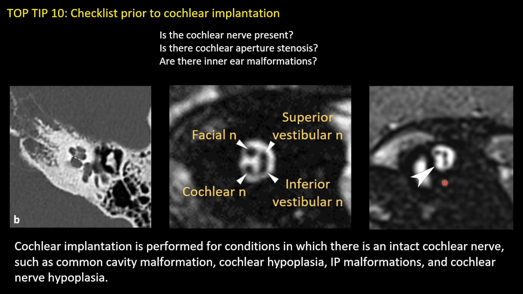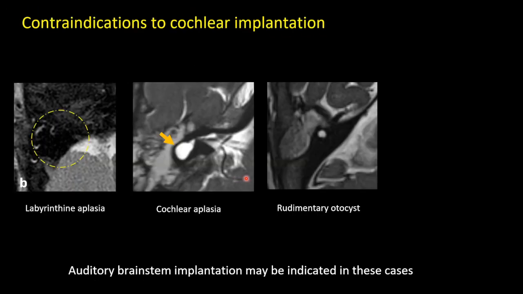also in the presence of inner ear malformations such as common cavity malformations, cochlear hypoplasia, incomplete partition type malformations, and cochlear nerve hypoplasia. Cochlear implantation is contraindicated whenever there are malformations that involve absence of the cochlea, such as labyrinthine aplasia, cochlear aplasia, and in those malformations where there is a lack of communication with the brainstem, such as a rudimentary otocyst. So for these conditions, auditory brainstem implantation may be indicated for hearing rehabilitation.